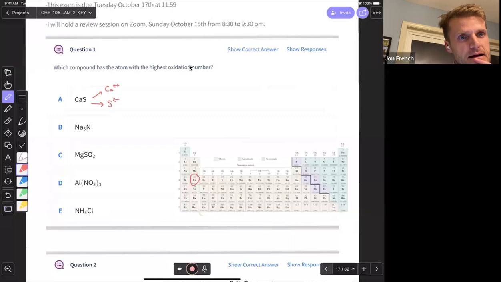Sulfide. For the sodium nitride, sorry, sodium is group 1, so sodium is always going to be +1. So the total charge there is 3+. This needs to be neutral, right? When I add these two together, it needs to be neutral. So that means nitrogen needs to be 3- to balance that out.